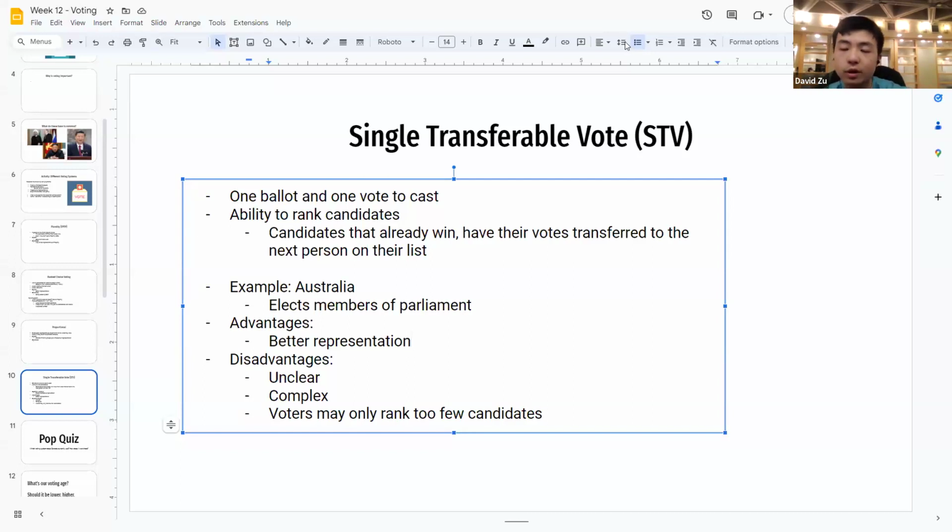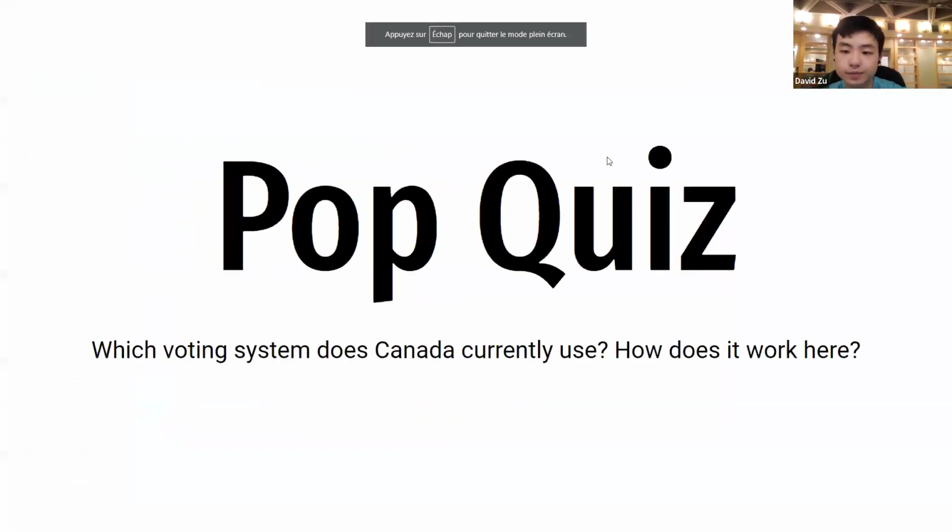Okay, great work, everyone. Some really good research being done here. So, I already talked about this, but we use plurality voting, first past the post system. You guys can do a bit more research on that. Or you'll probably also talk about it in your grade 10 civics class we end up taking.